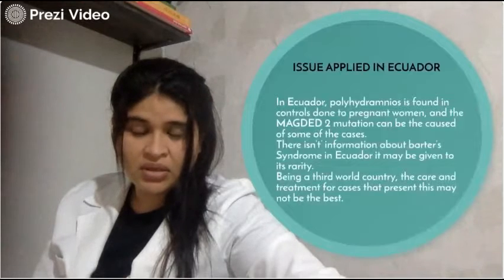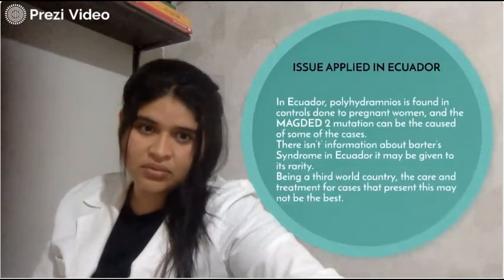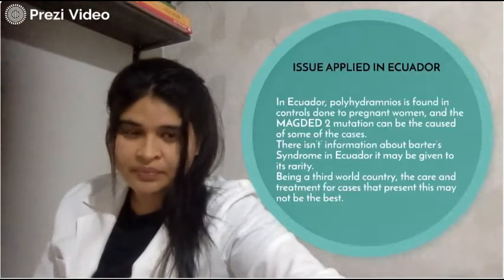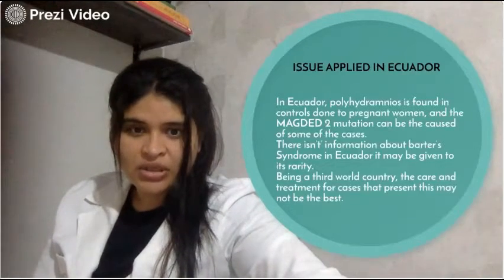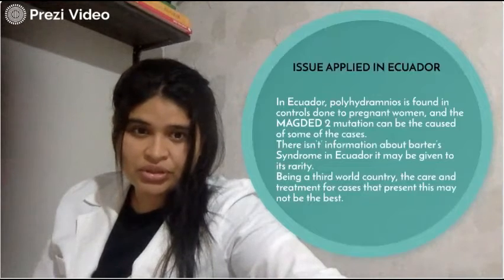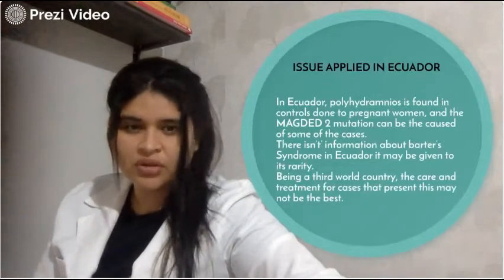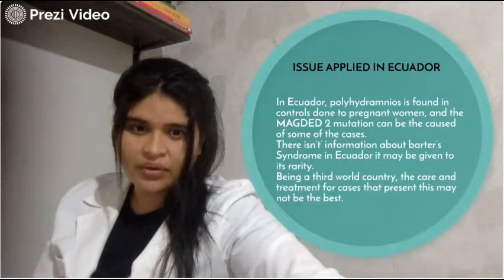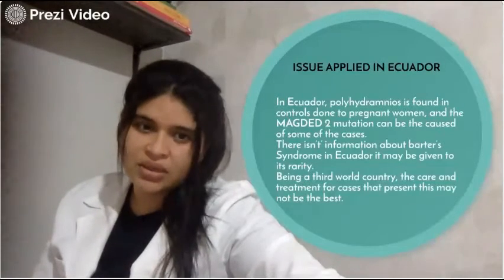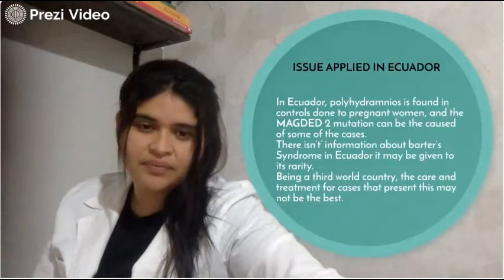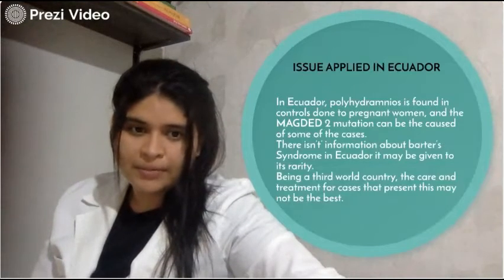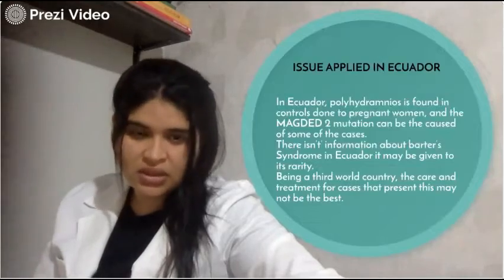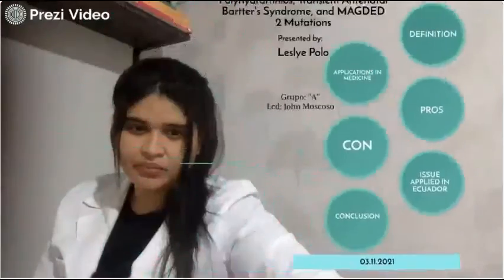Application in Ecuador. In Ecuador, polyhydramnios is found in a number of pregnant women, and the MAGED2 mutation can be the cause of some of the cases. There is little information about Bartter syndrome in Ecuador, maybe given its rarity. The care and treatment forecast at present is not the best.